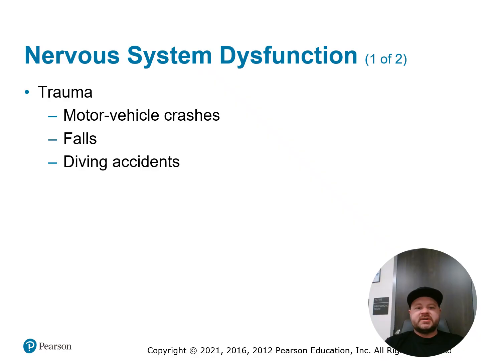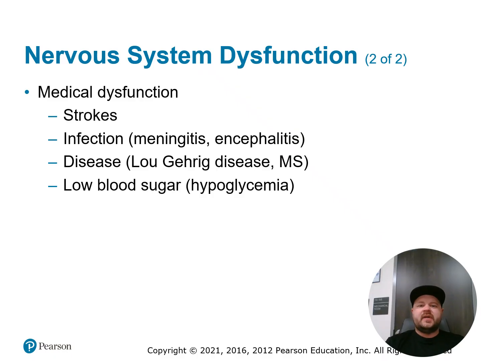So nervous system dysfunction of trauma can be from anything. They list motor vehicle crashes, falls, diving accidents. But in this field of work, you're going to see all kinds of wild things, but traumatic injuries can cause nervous system dysfunction. And then there's some medical dysfunction like strokes, infection like meningitis or encephalitis, disease like Lou Gehrig's disease, multiple sclerosis or MS, or even low blood sugar, hypoglycemia.